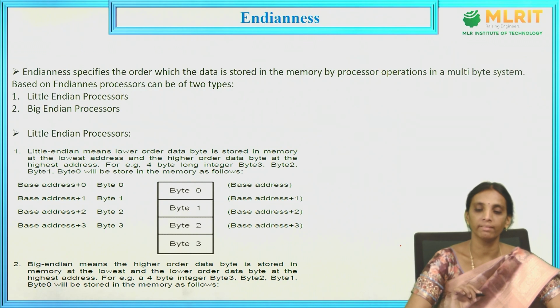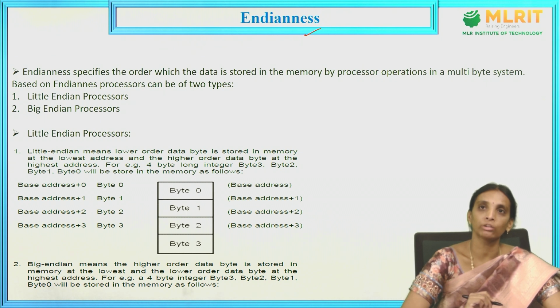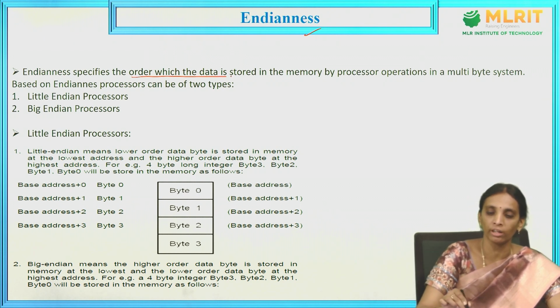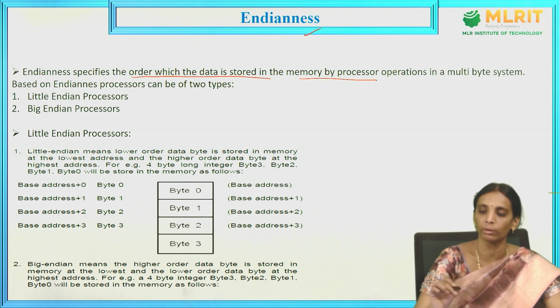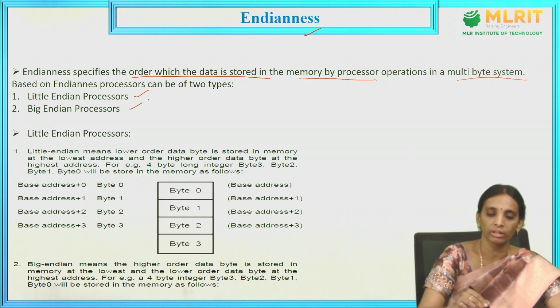And the next one is endianness. Endianness defines the way in which the data is stored in the memory. That means how we store our data in the memory: the lower order byte will be stored in which location, and the higher order byte will be stored in which location. That is defined by the endianness. It specifies the order in which the data is stored in the memory by the processor in a multi-byte system. There are two types: one is little endian processor, another one is big endian processor.